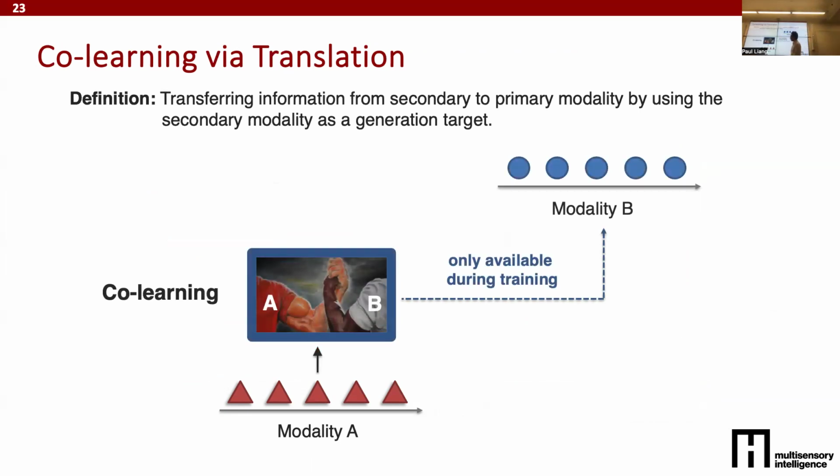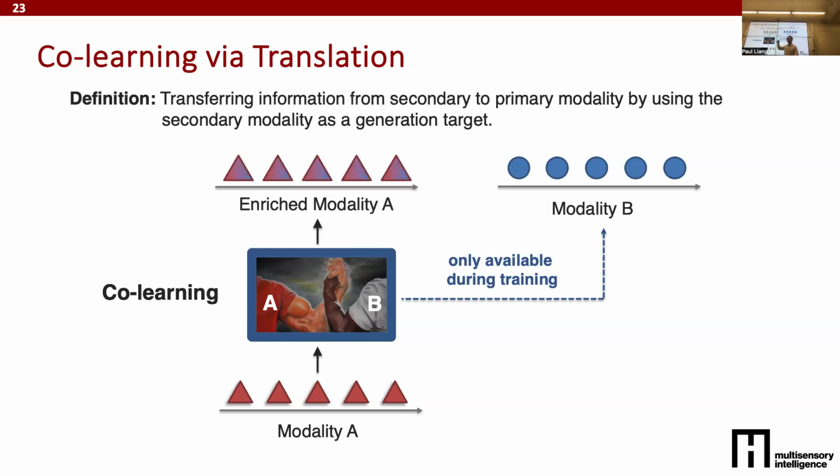So during training, you would learn some features that would predict modality B as a prediction objective. And the hope is that by predicting this additional modality B, this auxiliary task, you learn better representations that could be used for eventually just test time prediction using A. So we call this co-learning via translation. So three ways: fusion when B comes in, or alignment when B comes in, or translating B on the output.